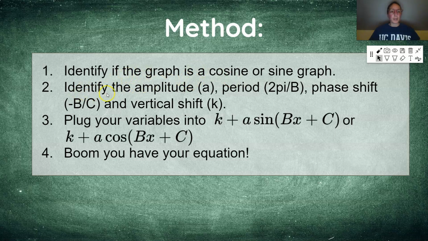So that's step one. Step two, we're going to look at our graph and identify the amplitude, and that'll be A, the period, and we'll set that equal to 2 pi over B, the phase shift, we'll set that equal to negative B over C, and vertical shift, and we'll set that equal to K. And then we'll plug all of our variables in to where they belong, whether we're using a sine curve or a cosine curve, and then boom, equation. All right, here we go. Let's see our first example.